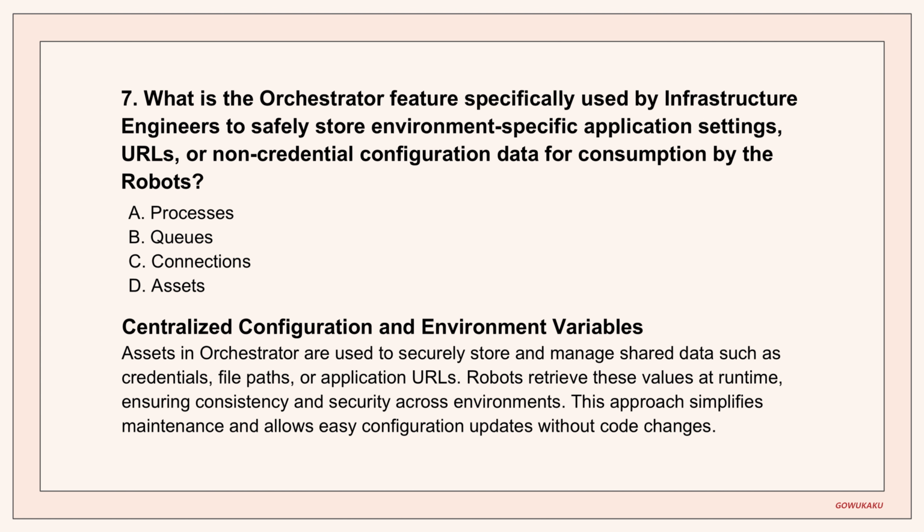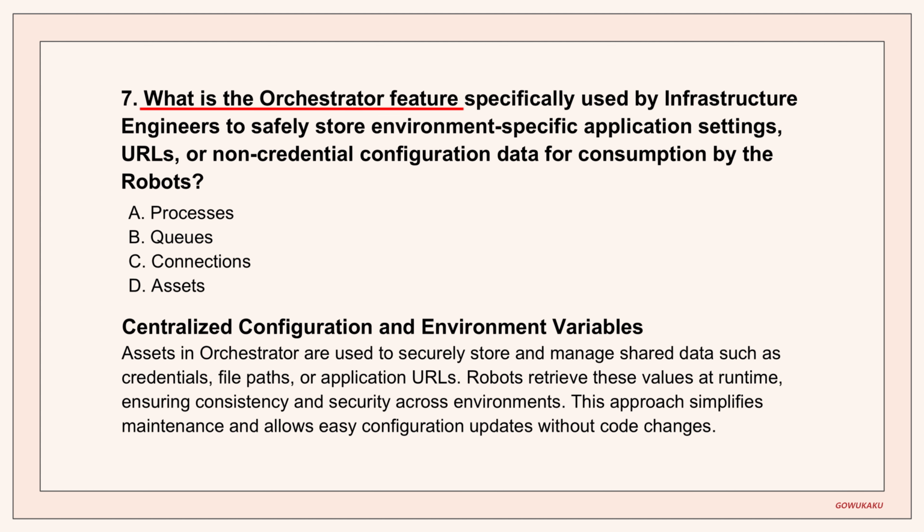Okay, let's talk configuration details. Infrastructure engineers often need a central secure spot to store environment-specific data that isn't a credential. Things like maybe application URLs, API keys, specific file paths, complex timeout values. Where does Orchestrator provide a standard place for that? That is precisely the role of assets within Orchestrator. Assets give you that secure central governance over these kinds of shared parameters.